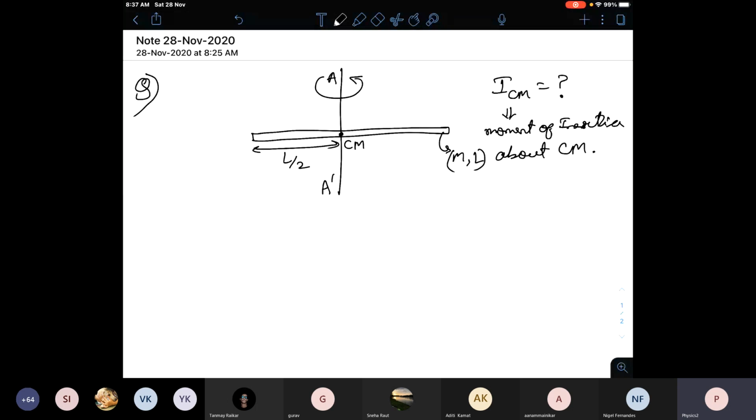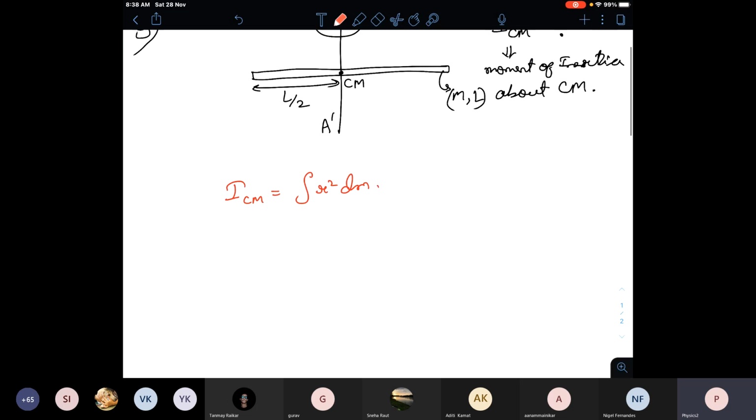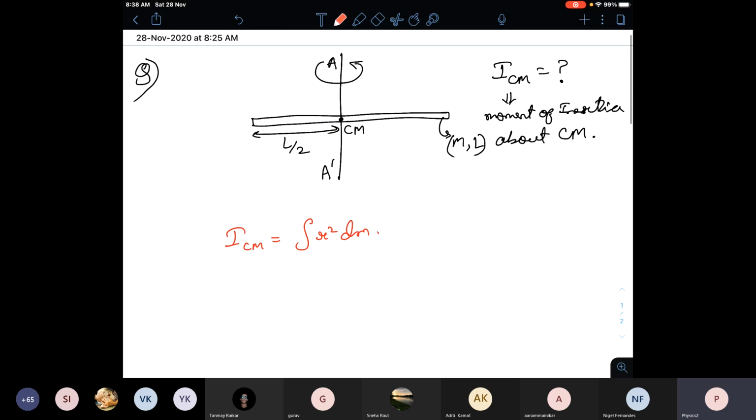Now we know that if we have to calculate the moment of inertia for a continuous rod, it is given as ICM is equal to integral r square dm. We did this in the previous example also. But now we have to find the dm again. dm is still the same, m by l dx only. In the previous question we calculated dm as m by l dx.